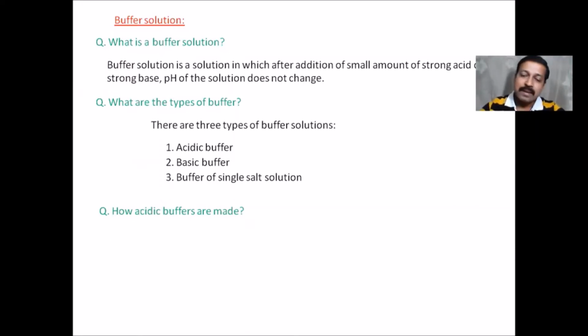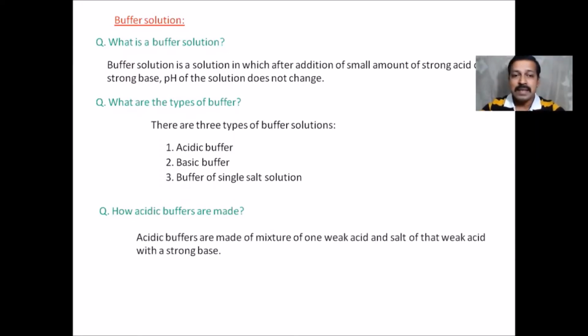Okay, see the statement, try to understand. Acidic buffers are made of a mixture of one weak acid and a salt of that weak acid with a strong base. What you understood? You have to take 2 things. One, you have to take one weak acid, any weak acid you take, and another you have to take one salt. Salt of what? Salt of that weak acid with a strong base. You are taking 2 things, one weak acid, another is the salt of that weak acid with a strong base. That is how an acidic buffer is prepared.